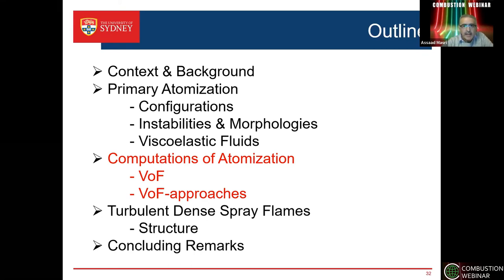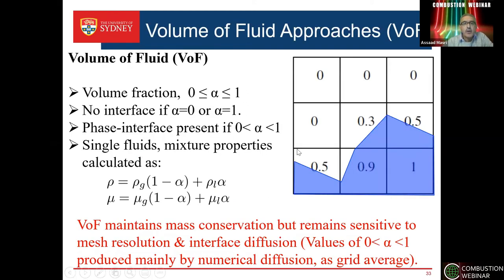Now, let me quickly talk about the computation of atomization and how much progress has been made there. I'll focus on the volume of fluid approach, which is more common. There is, of course, the level set approach, which is used by various groups, but the VOF is probably more common. Essentially, the layout is like this, where blue represents the denser fluid, and the void, the white, represents the light fluid. So if you're in this quadrant here, there is no interface, and alpha, that is the volume fraction, is one. If you're in this quadrant here, there is a gas, and the volume fraction is zero, and the phase interface is between zero and one.